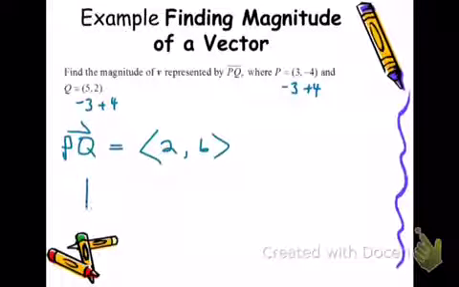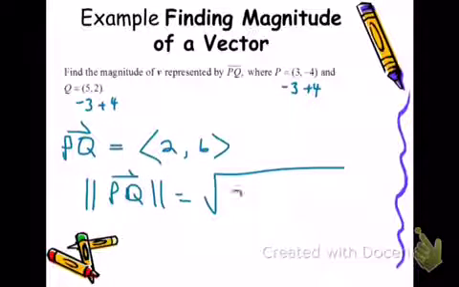And then the norm of PQ is the square root of 2 squared plus 6 squared. Same thing, right? Now you decide which one is easier. I like this way better. That sounds nice to me.